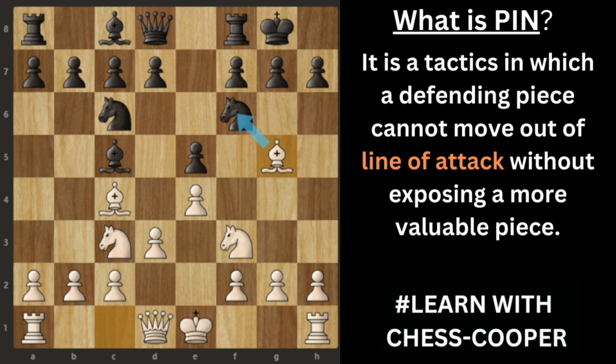Now this knight has become just like a statue. This knight is no more controlling g4 or h5. As of now, white can actually play g4 if he wants, because the knight cannot capture it. Otherwise, he is going to lose a more valuable queen. So this is also one of the features of a pin. By pinning a piece, we actually limit its activity.